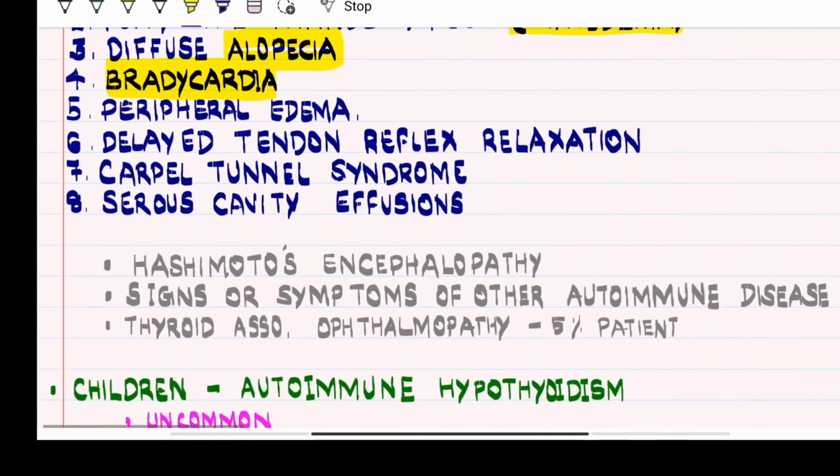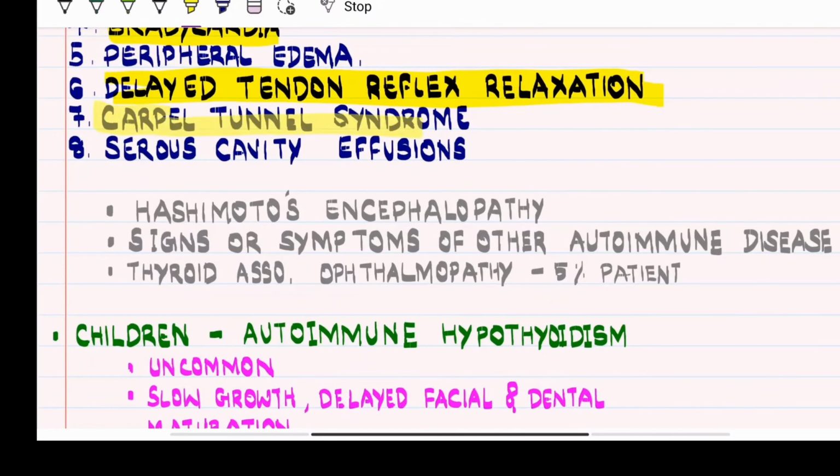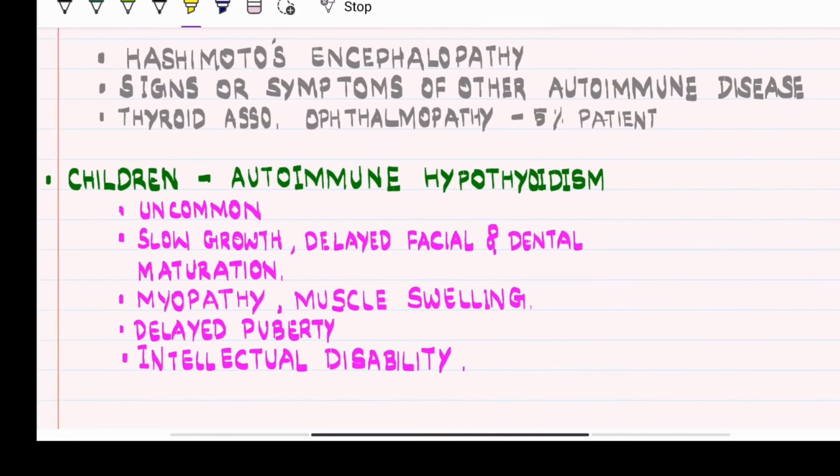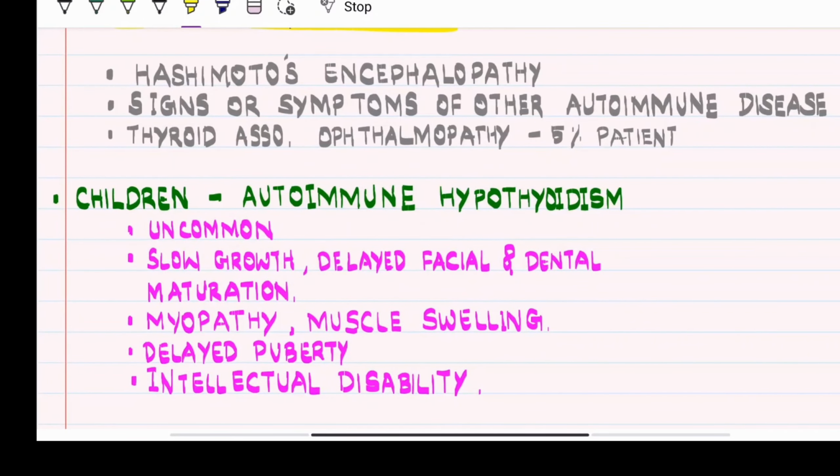Okay, peripheral edema, delayed tendon reflex. A brisk tendon reflex can also be observed. And carpal tunnel syndrome in the hands, serous cavity effusion. The Hashimoto encephalopathy is a rare feature. The signs and symptoms of other autoimmune diseases, then thyroid-associated ophthalmopathy in 5% of patients.